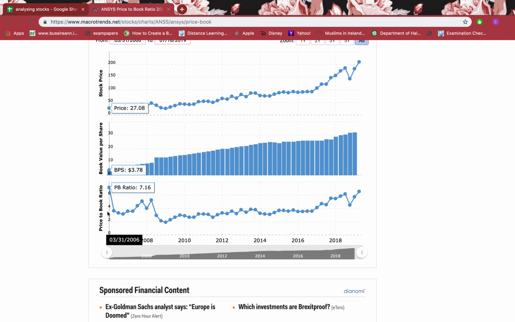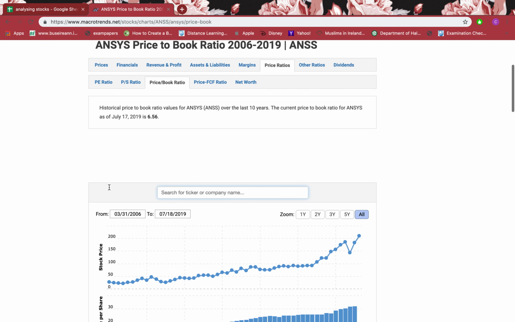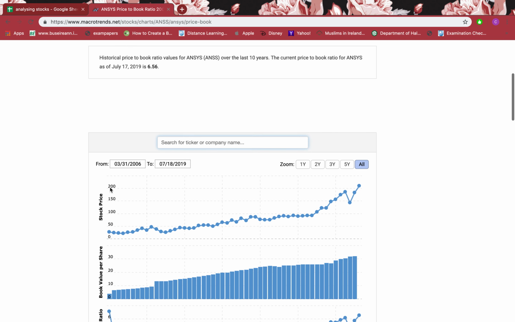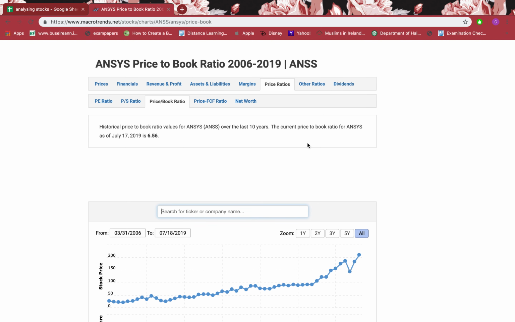But the most expensive it was, was in 2006 when it was 7 times more expensive, when somebody paid $27 to buy something that was only $3.78 worth. So you need to be careful that maybe you're buying it very expensive. Maybe the stock is very good, but it's very expensive. So maybe you can wait for it to come down.